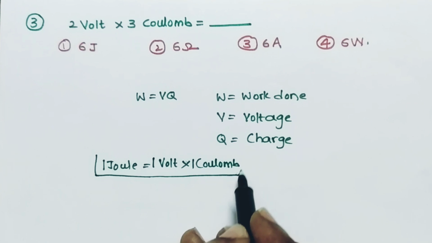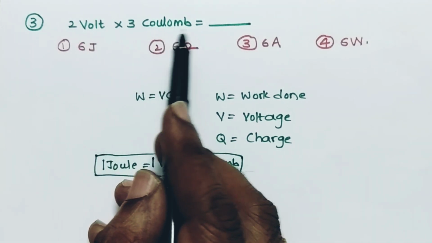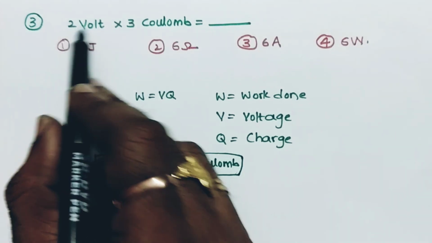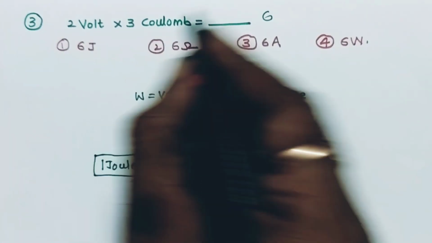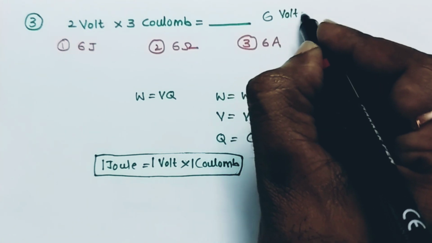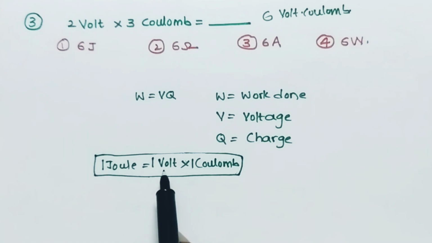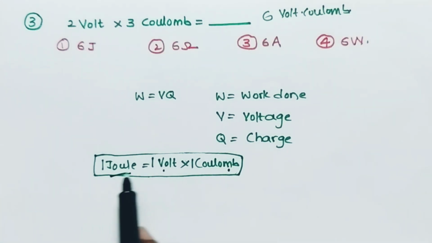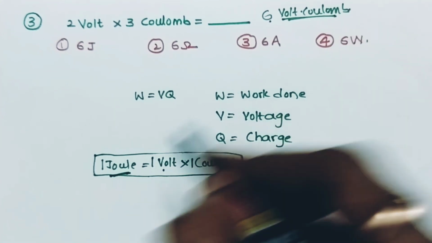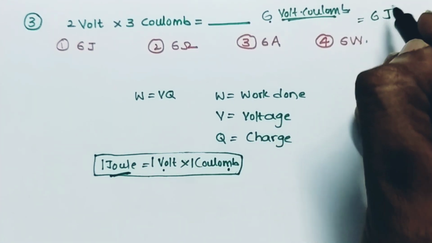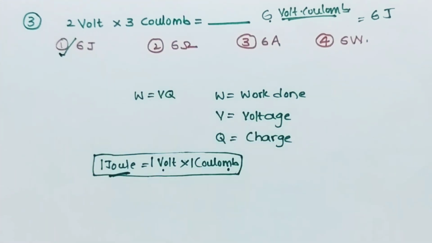This is also one of the important bits. And here 2 volt into 3 coulomb. So that means 2 into 3 is 6 volt into coulomb. This is the answer, but volt into coulomb is known as joule. So 6 volt into coulomb is equal to 6 joules. So 6 joule is the answer.